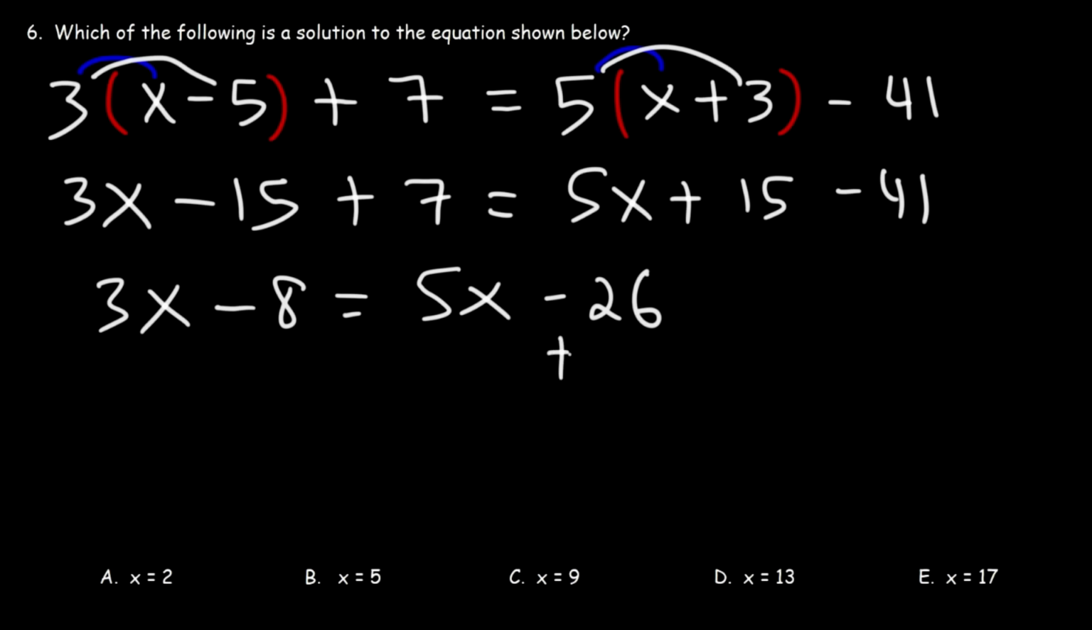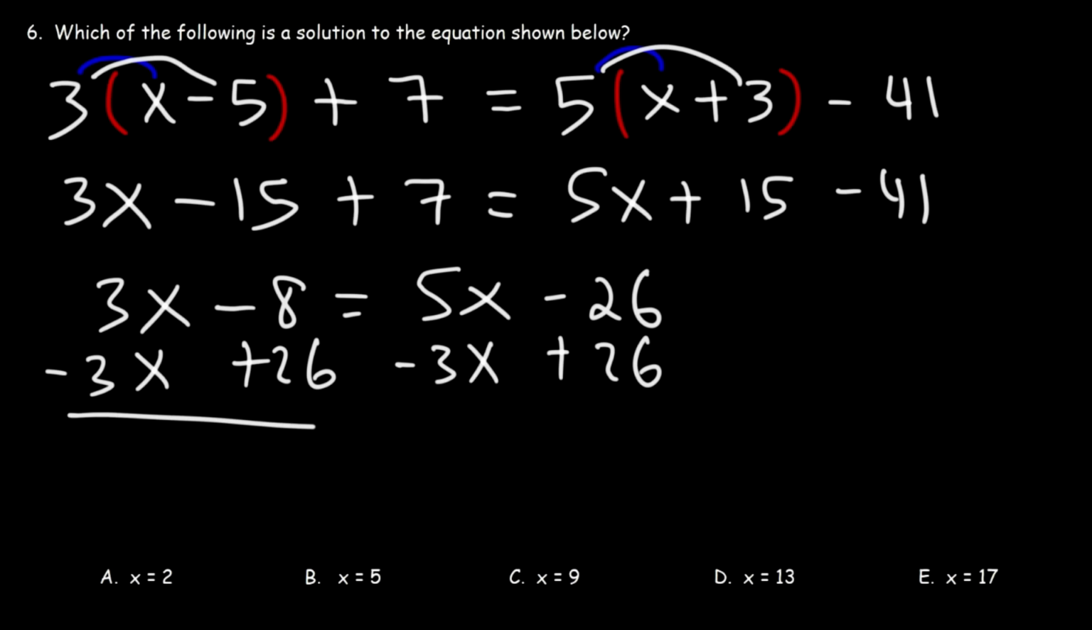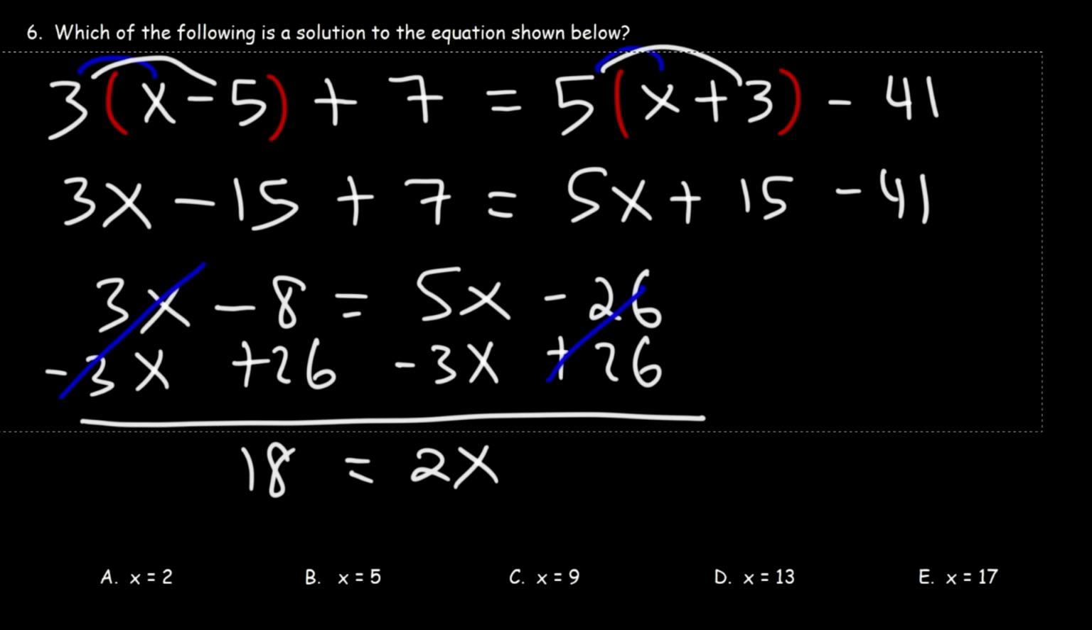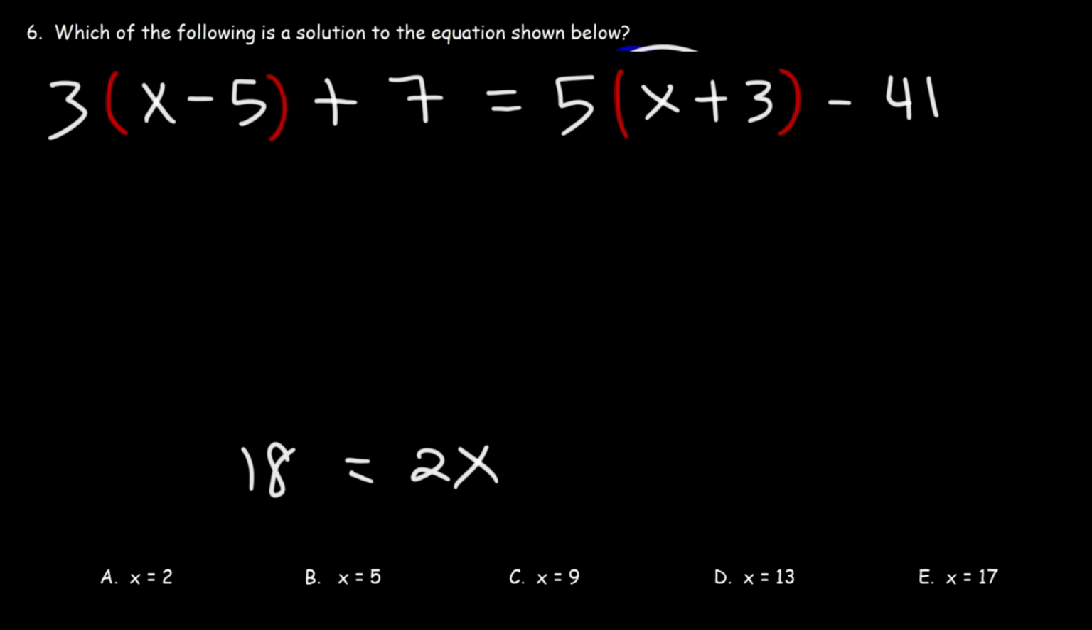Now let's add 26 to both sides. And simultaneously, let's subtract both sides by 3x. If we do this, notice that the x variables on the left will cancel. And so what we're going to have right now is 5x minus 3x, which is 2x, and negative 8 plus 26, which is 18. So now the x variable is only on one side of the equation. Now we need to get rid of the 2. And one way in which we can do so is by dividing both sides by 2.